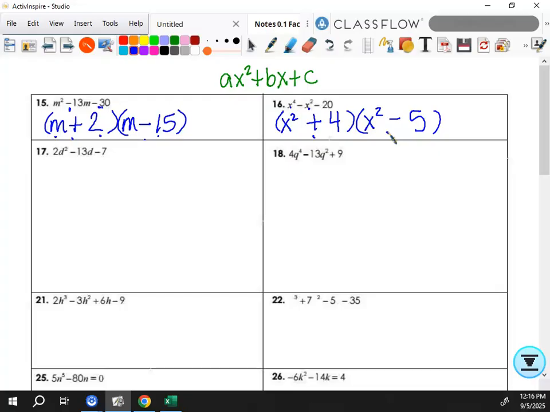All right, so now on 17, a is not 1. When a is not 1, or even if a is 1, what we should have even checked on that is check for a GCF. Can I factor a GCF out of 17?